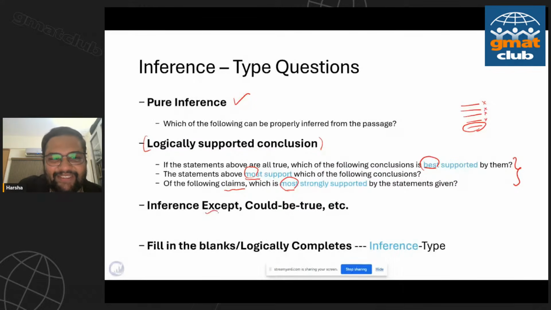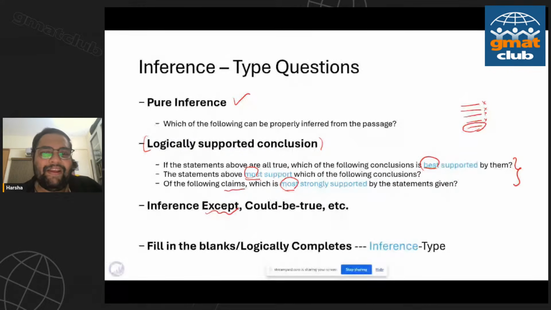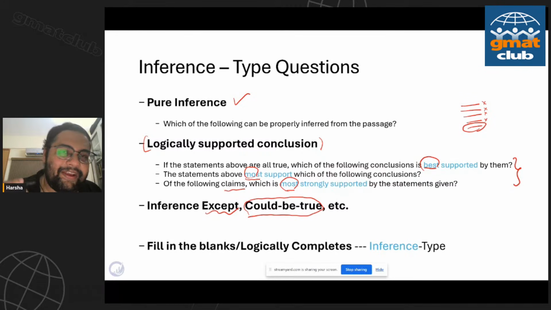Sometimes you'll see an inference except. So, which of the following statements cannot be inferred? You're looking for four statements that can be inferred and one that cannot. And sometimes there are variations like this. It's not asking you what must be true or what can be inferred. It's asking you for what could be true, right? Similar to quant, you have seen all those must be true, could be true questions. Those are all inference questions in quant. You have a similar variety in verbal as well.